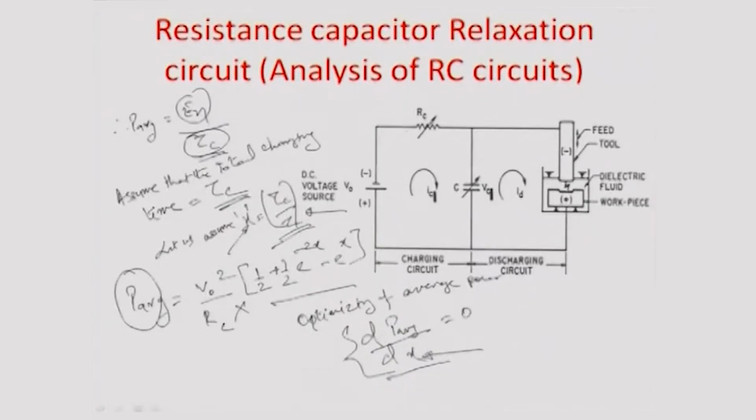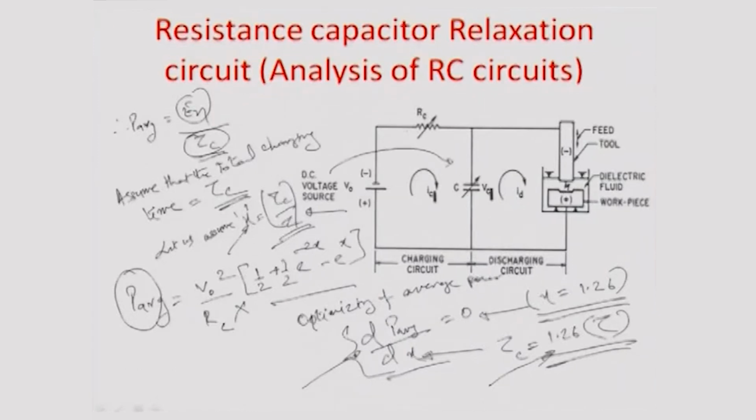equal to 0 would give you that condition, and it has been obtained that this is only possible for a value of x equal to 1.26. So, therefore, if the charging time is 1.26 times the time constant of the capacitor, this corresponds to the optimum power delivery from the voltage source to this charging capacitor C in question.